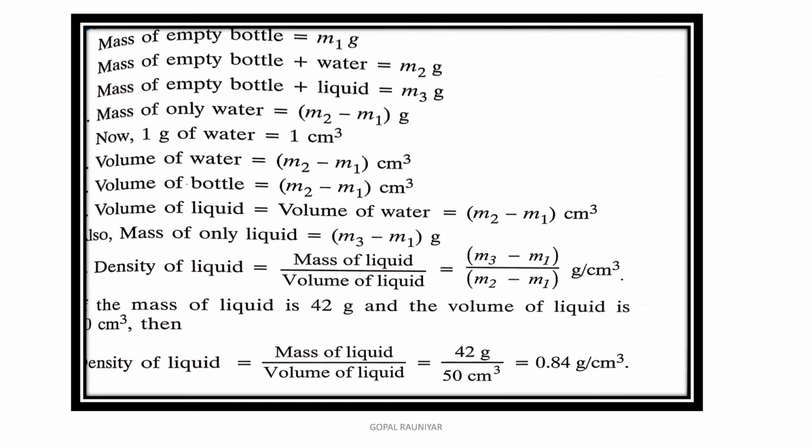Now the volume of the bottle is m2 minus m1 centimeter cube, and the volume of liquid is also the same. So the volume of liquid is equal to m2 minus m1 centimeter cube. Now we have to calculate the density of the liquid. Density is equal to mass upon volume. The mass of liquid is m3 minus m1 and the volume of liquid is m2 minus m1. That gives the density of the liquid. Suppose the mass of liquid is 42 gram and the volume of liquid is 50 centimeter cube. Then the density of the liquid will be 42 gram upon 50 centimeter cube, that will be 0.84 gram per centimeter cube.